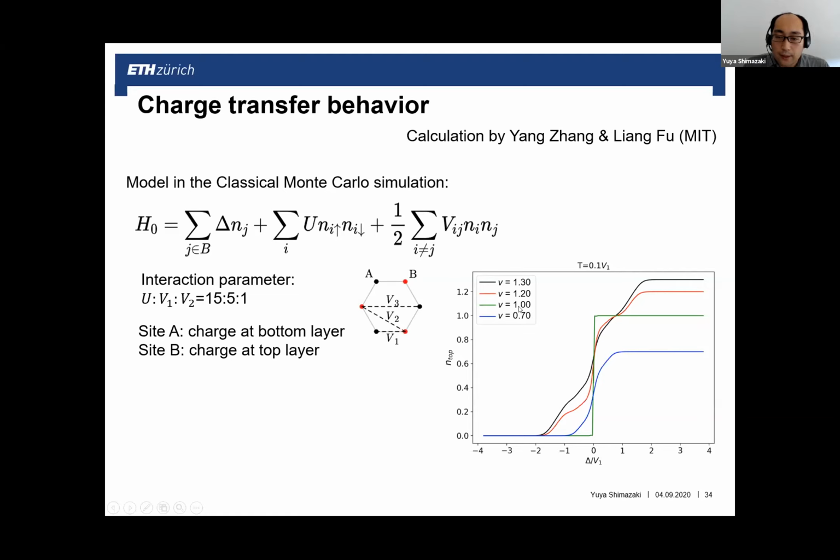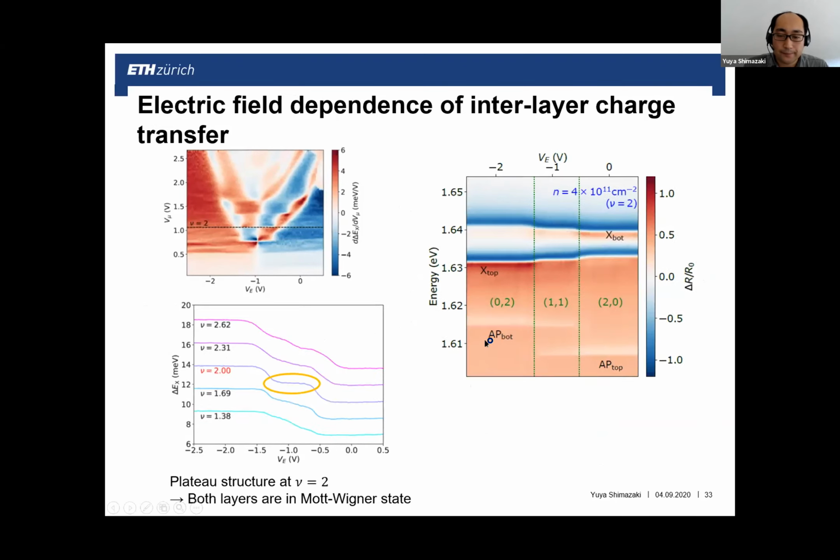So when we have one electron per moiré unit cell, we see they also reproduce a sudden charge transfer between two layers like this. The lateral axis is the bias between the two layers, and the vertical axis is the top layer filling. And if you are away from this integer filling, the dependence becomes smeared out this way. This sharp transition is smeared out, which also corresponds to what we observed experimentally.